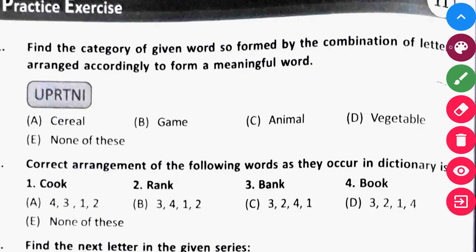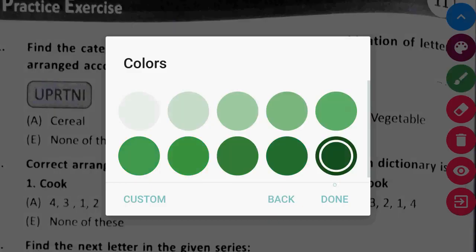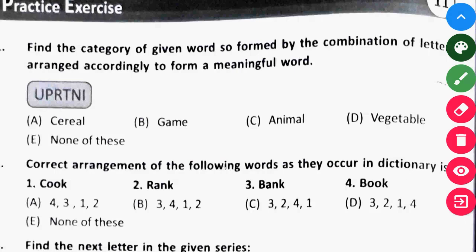Now, the next question: correct arrangement of the following words as they occur in the dictionary. You all know the dictionary always starts with the A alphabet series, meaning the words starting with A come first, then up to Z. So you have to arrange these words accordingly, A to Z. Recite the ABCD up to Z, and you all know which will come first.